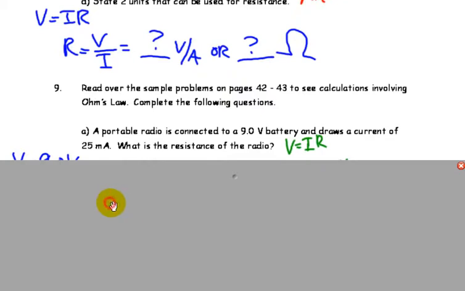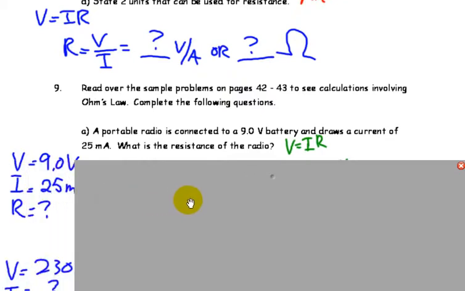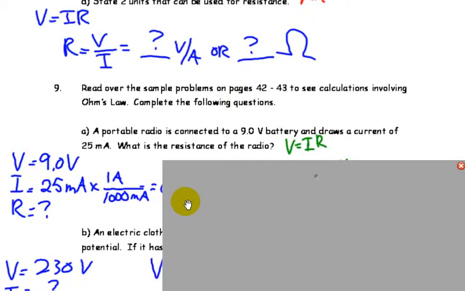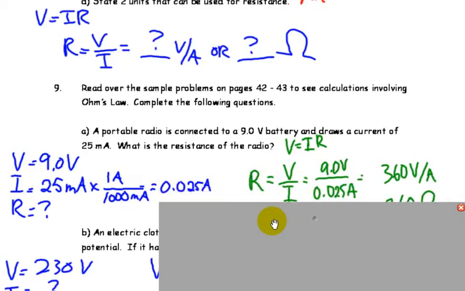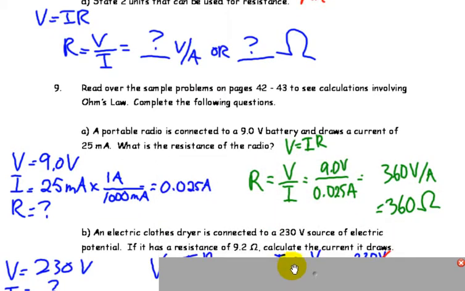A portable radio is connected to a 9-volt battery and draws a current of 25 milliamps. What's the resistance? To use this equation, current has to be in amps, so we have to use a little conversion here. Earlier we looked at 1 amp being 1,000 milliamps. In this case, to cancel out milliamps, we have to have milliamps on the bottom. So divide by 1,000, and we get 0.025 A.